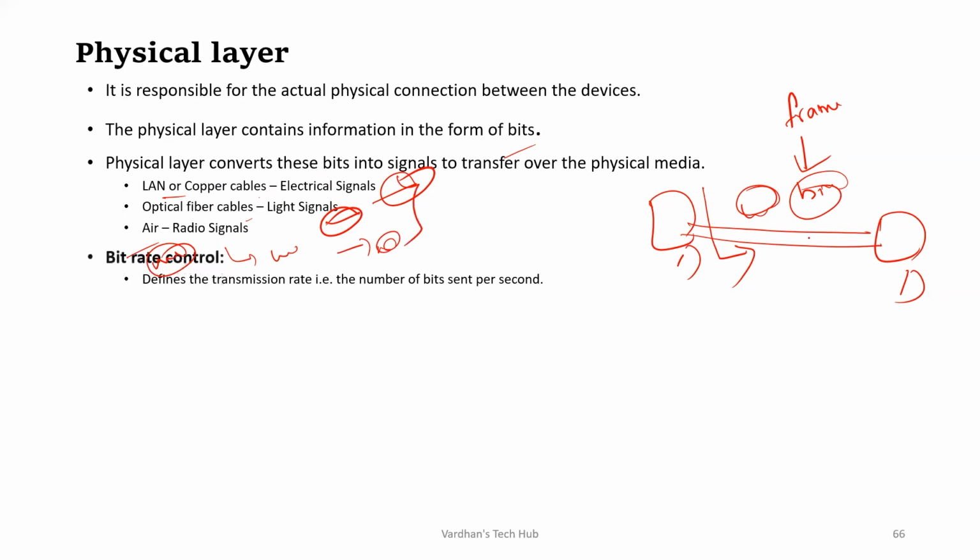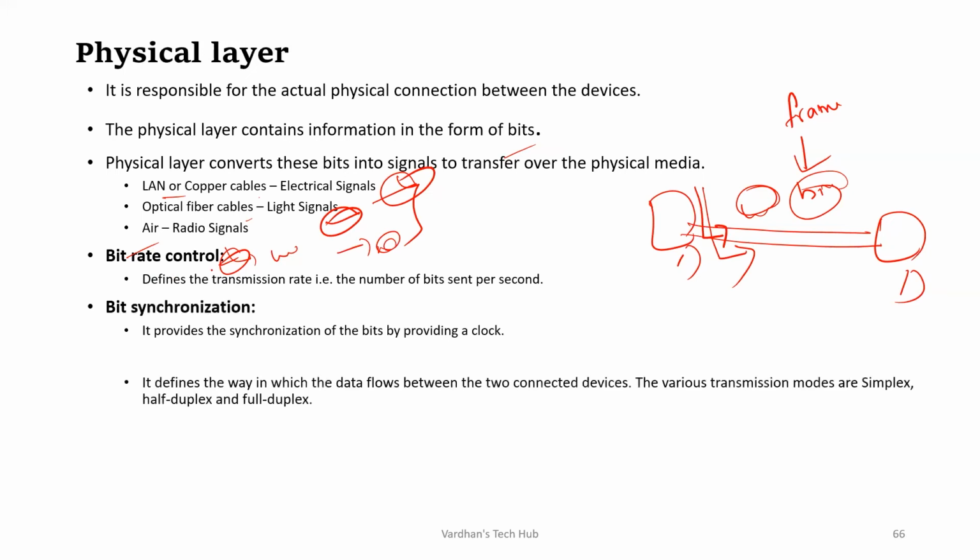So here we have something called bit rate control. It defines the transmission rate: the number of bits per second that can be transferred over the media is called bit rate control. And it provides one more thing called bit synchronization. Bit synchronization provides synchronization by providing a clock, a kind of timing, so based on the time it synchronizes the bits which are transferring over the data.